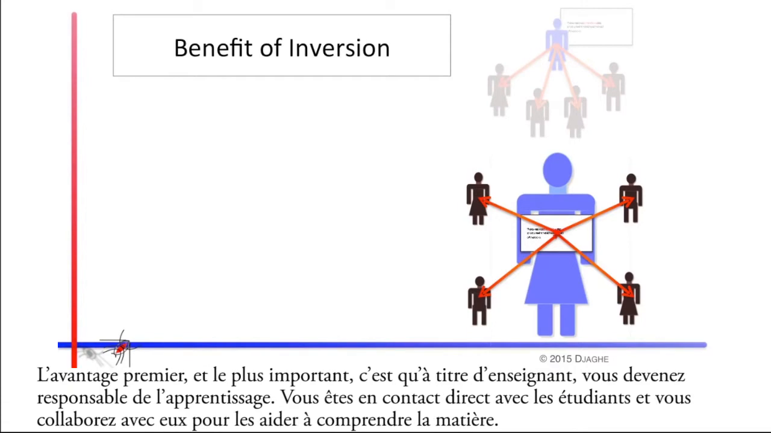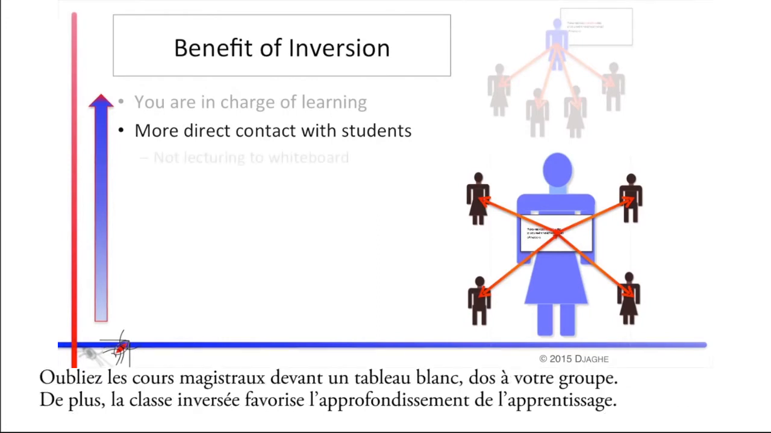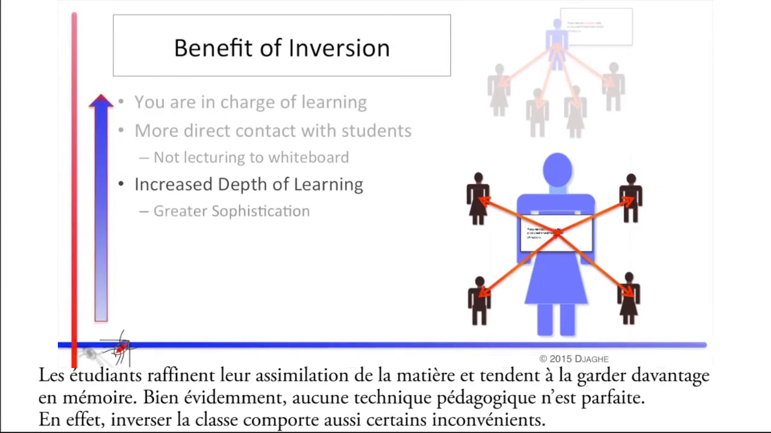The first and most prominent benefit is that you, as the instructor, are in charge of learning. You have more direct contact with the students and work with them to help them understand the material. You're no longer lecturing to the whiteboard with your back to the students. The inverted classroom also encourages a greater depth of learning. Students attain a greater sophistication in the material, and they tend to retain it much, much longer.